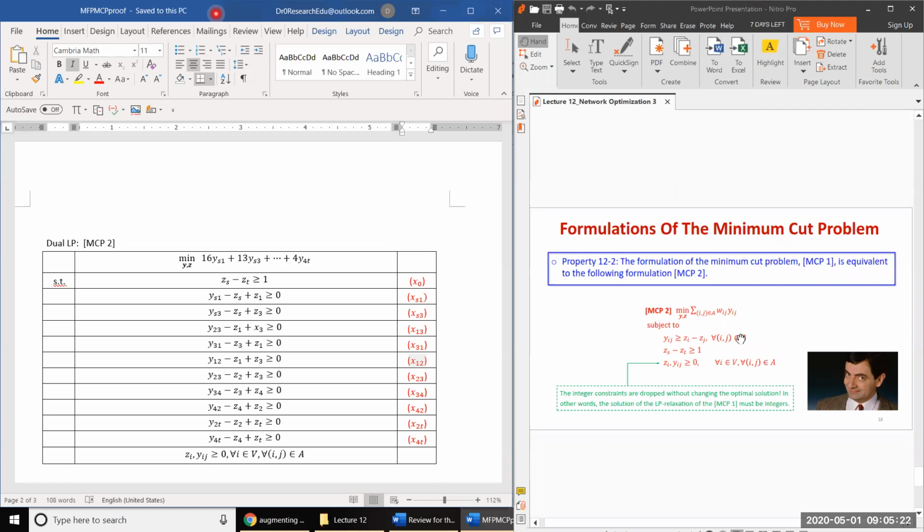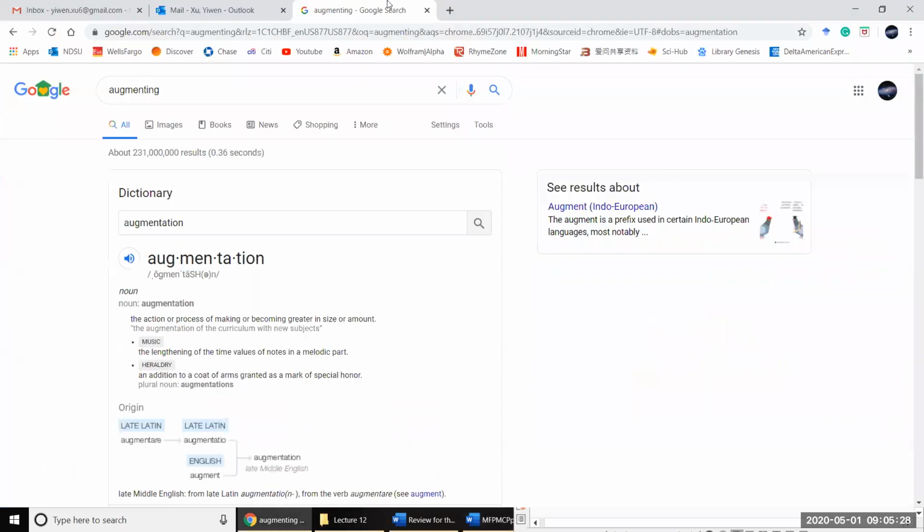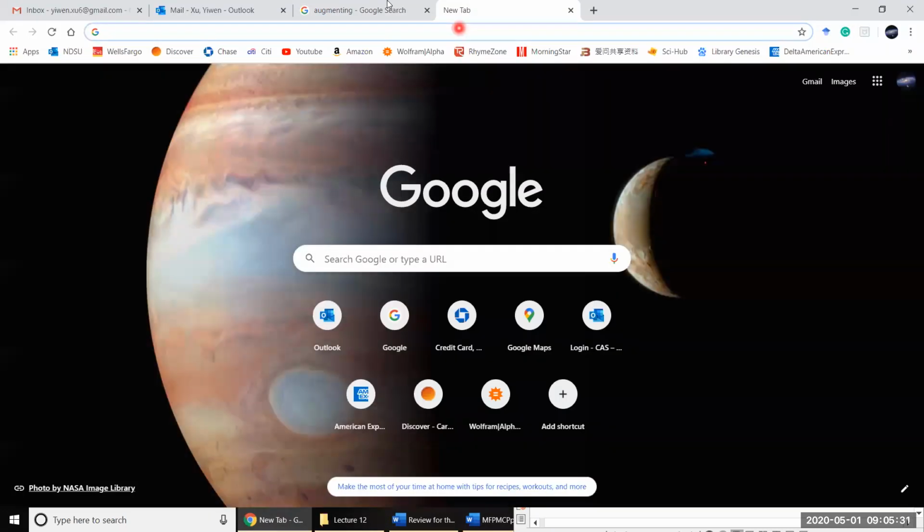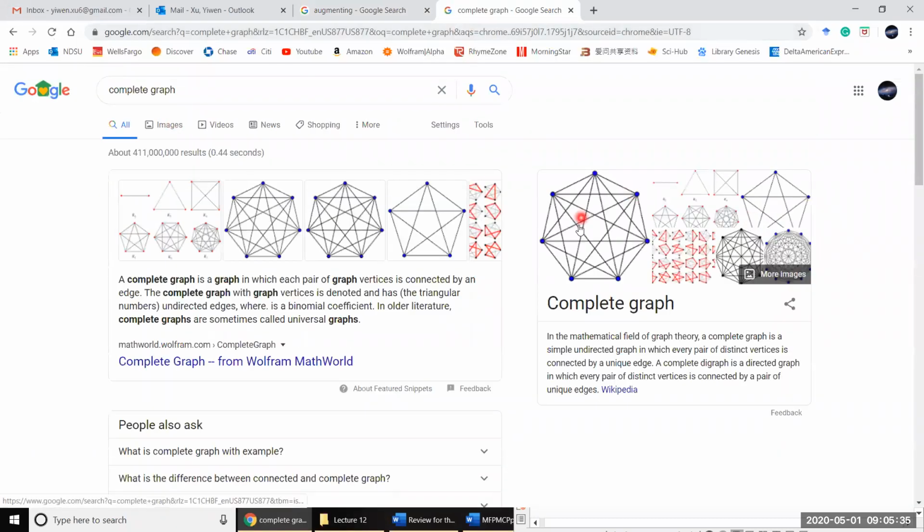A complete graph means that for any nodes i and j in the graph, I will have an ij pair. So, for example, you can have a look at this. Here, how many nodes do I have? I have 1, 2, 3, 4, 5, 6, 7 nodes, right? So a complete graph means for any two nodes, there exists an edge or an arc. So in this case, it is the densest.